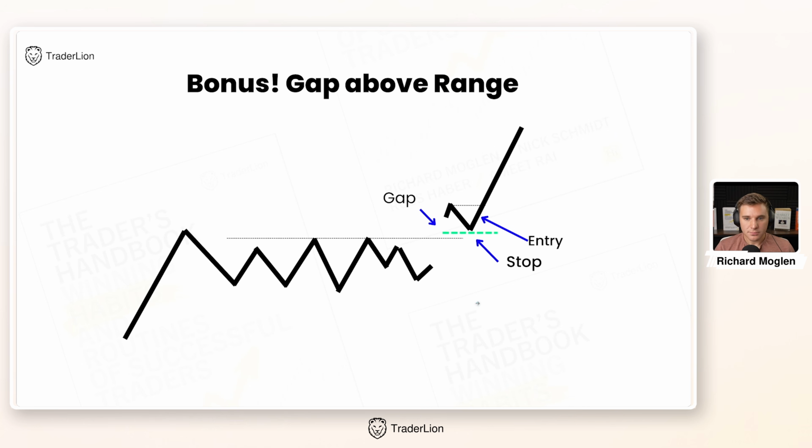All right. Bonus: what happens if we gap above the range? Let us know in the chat. Have you experienced this? You see the perfect chart, the perfect setup, and then it gaps above your pivot point. Let me know in the chat if you experienced that.